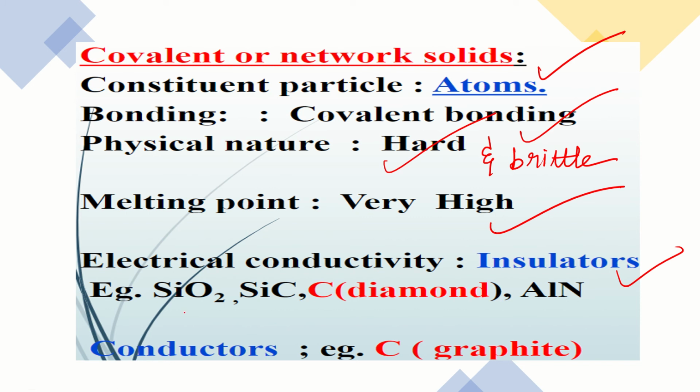Some of the examples of insulators: silicon carbide, diamond. All these are examples of insulators. Conductors, we have graphite. Examples of conductors: graphite.